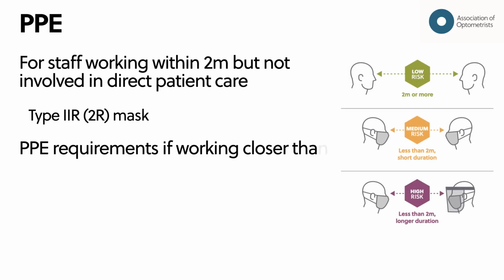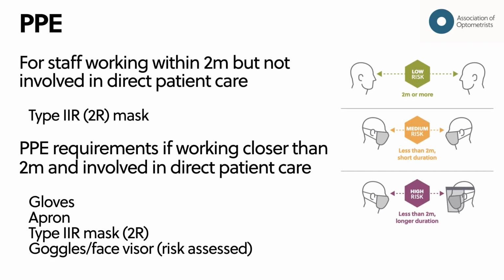When we get to PPE, there are two different requirements really. There are PPE requirements if working closer than 2 metres and involved in direct patient care, and for staff working within 2 metres but not involved in direct patient care. In the public health guidance, for those that are just working within 2 metres, and it uses the example of bus drivers, just a fluid type 2R mask may well be okay, but for others, gloves, apron, type 2R mask, and then a goggle or a face visor once it's been risk assessed are recommended.